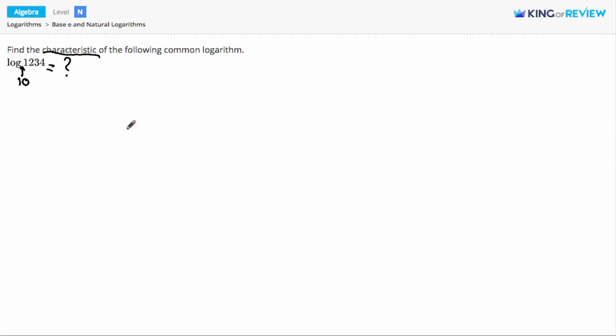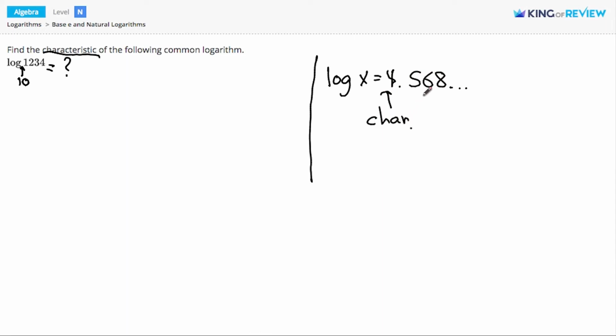Now let's talk about characteristic for a moment. If a log of some number x is equal to, let's say, 4.568, and so on, it may go on for a while. The 4 is what we call the characteristic, and all the decimals afterwards, as long as it's a positive number, is called the mantissa. But here we're not worried about the mantissa, we're worried about the characteristic, basically the whole number part, or the integer part of the log.